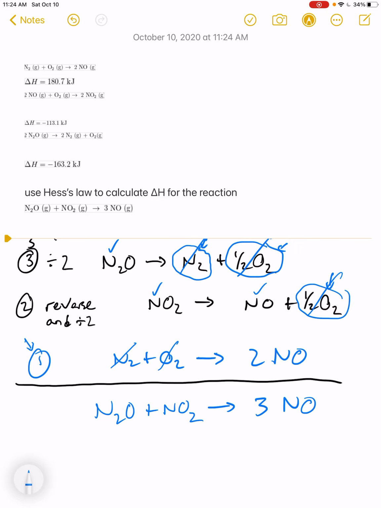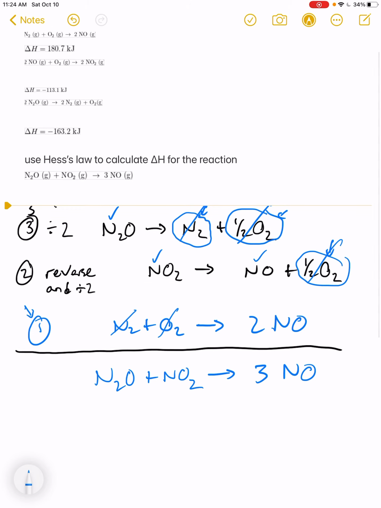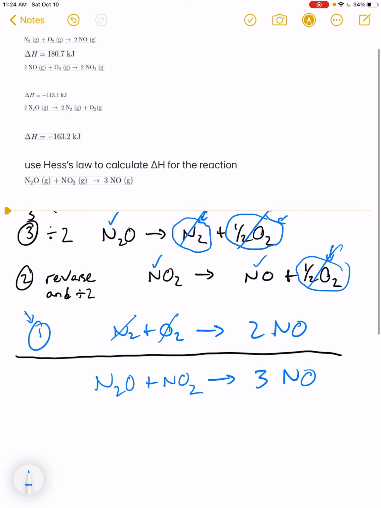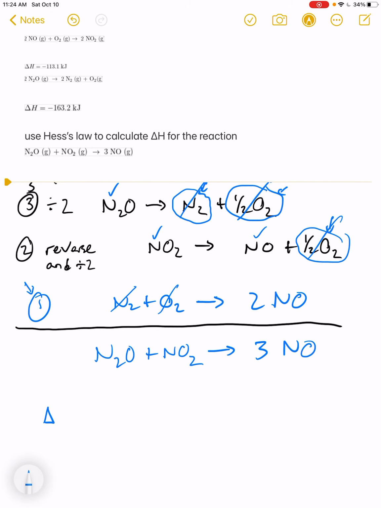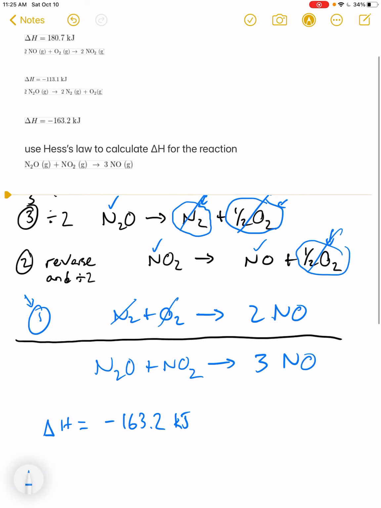And I generally make sure the reactions add up before I manipulate the delta H's, but you can certainly manipulate the delta H's if you want. So now let's look at our delta H's. For reaction 3, the delta H was negative 163.2 kilojoules. But I divided it by 2. That means we also have to divide that by 2.